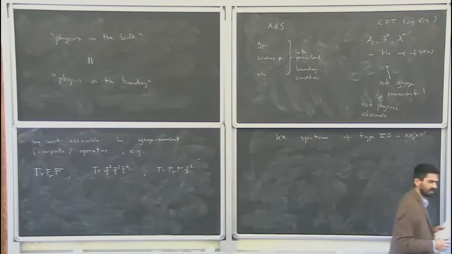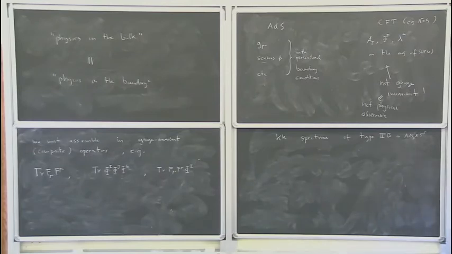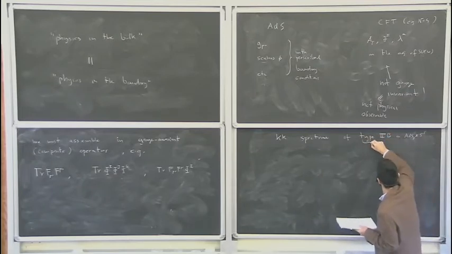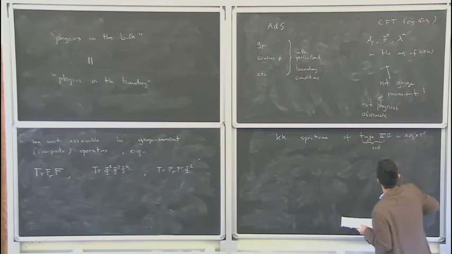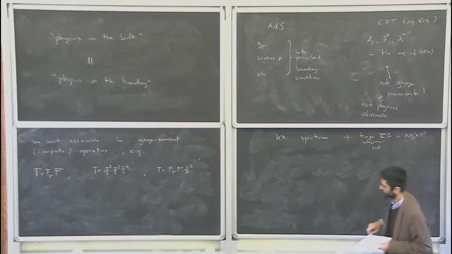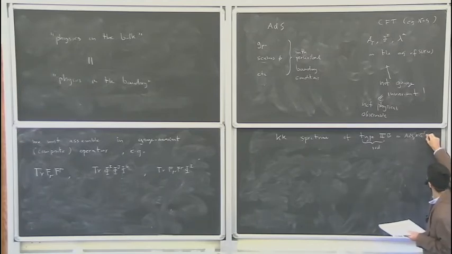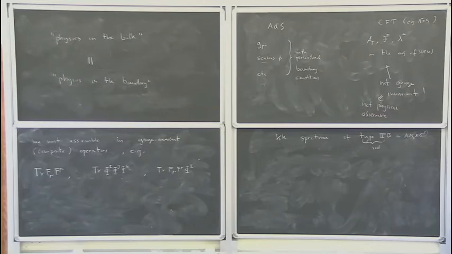So I hope that you may have heard this idea before, but otherwise I will repeat it again. You have a theory in 10 dimensions, which is type 2B, and then you want to consider some fields which are reduced on the compact part of the space, the S5, and then give rise to some effective fields in the AdS5 part.